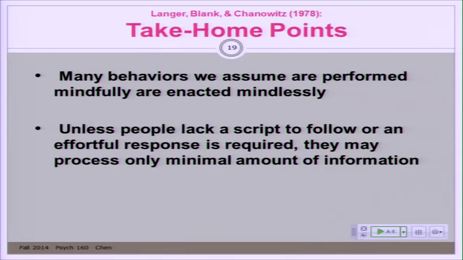Unless people lack a script to follow, meaning I've never been in a situation where someone's asked a favor of me, I've never driven before, what have you, or there's something in the situation that signals and alerts me, you'd better pay attention here. Get your cognitive resources going, because this is a weird situation, there's traffic, this is a big favor, what have you. Otherwise, people are only going to engage in relatively automatic thinking, processing a relatively minimal amount of information with a minimal amount of effort.